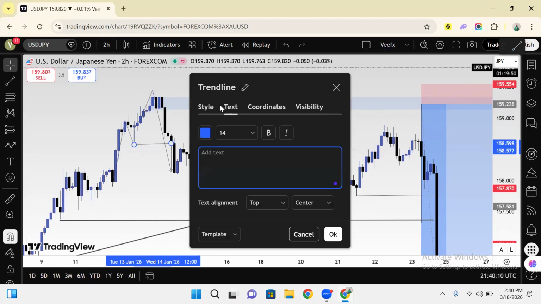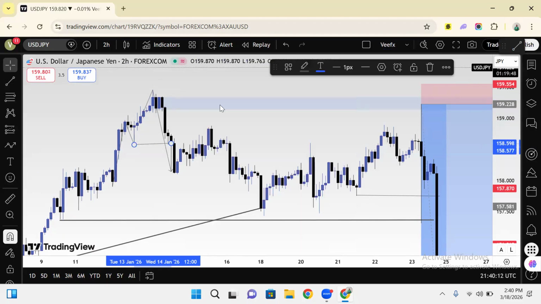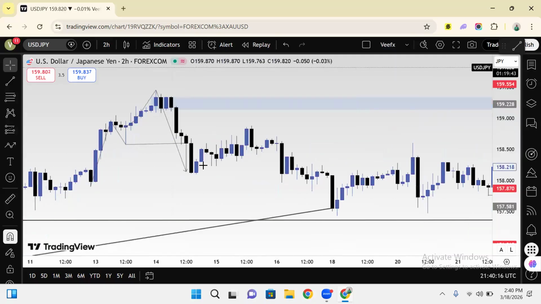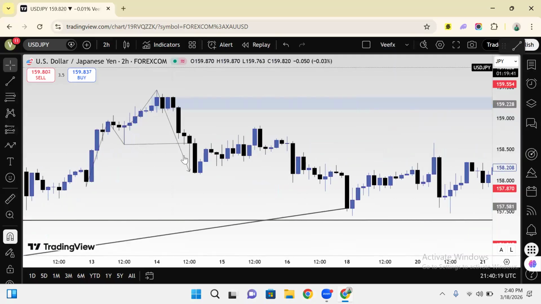So you know that for your market structure shift to be valid, it needs to take it out with a body. This is the candle that eventually took it out with a body, this particular candle here. This is now what caused the market structure shift.